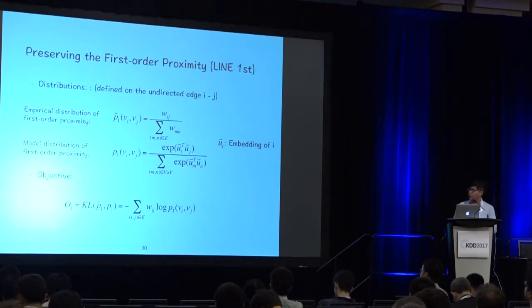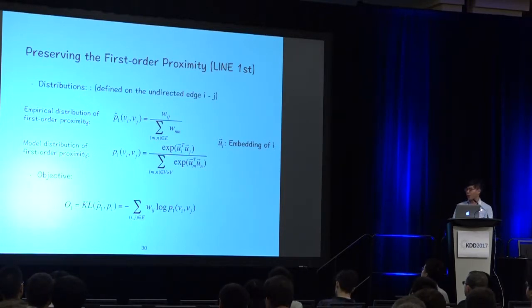So to preserve the first order proximity, we first define the empirical distribution of the first order proximity. For example, given a pair of nodes i and j, we define the first order proximity of the two nodes. That's the proximity we observed, which is proportional to the weight of the edge between the two nodes, Wij, and then it's normalized by the weights of all the edges in the network. So this is the first order proximity we observe in practice, okay? So this is something we observe on the original network.